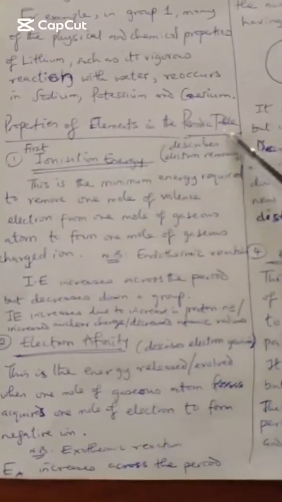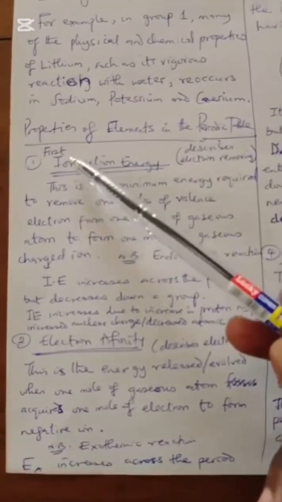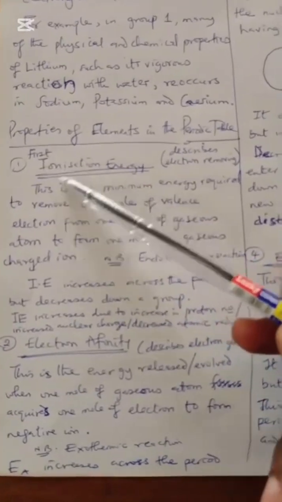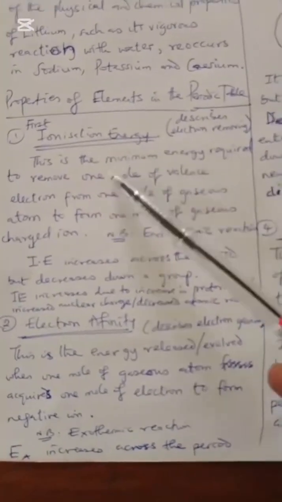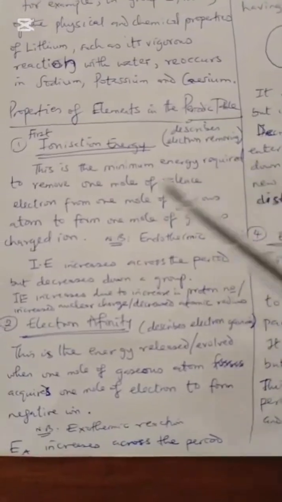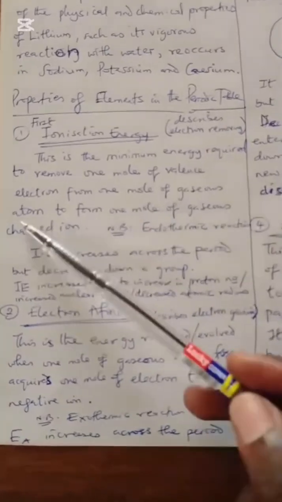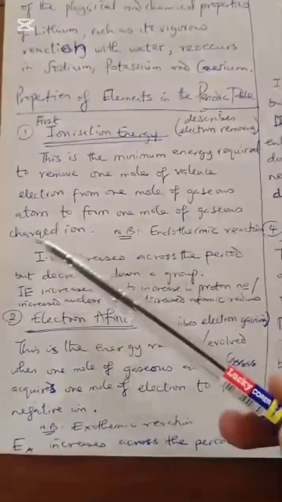The properties of elements in the periodic table. So let's define the first property we're going to look at, what we call the first ionization energy. Now this is the minimum energy required to remove 1 mole of valence electron from 1 mole of gaseous atom to form 1 mole of gaseous charged ion.